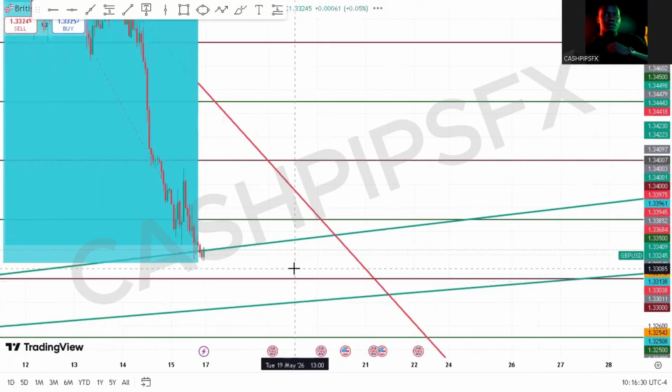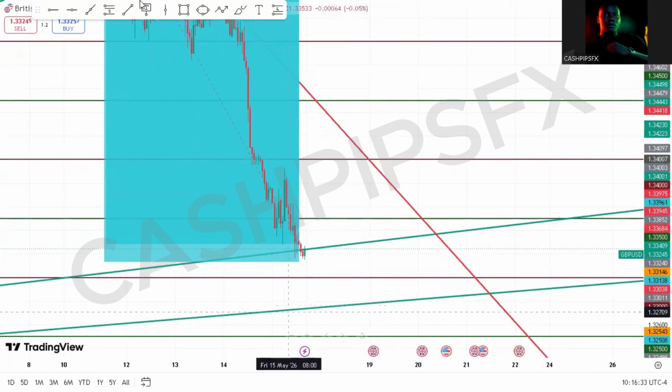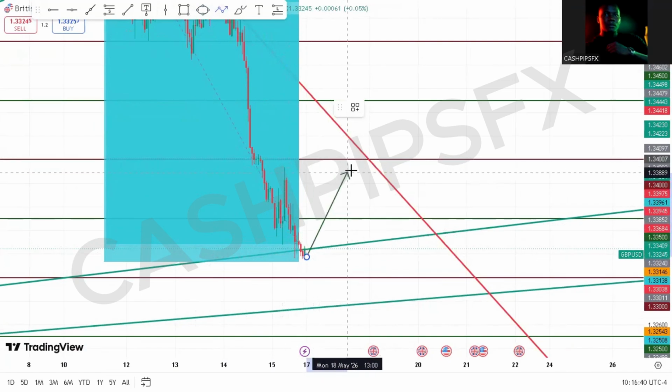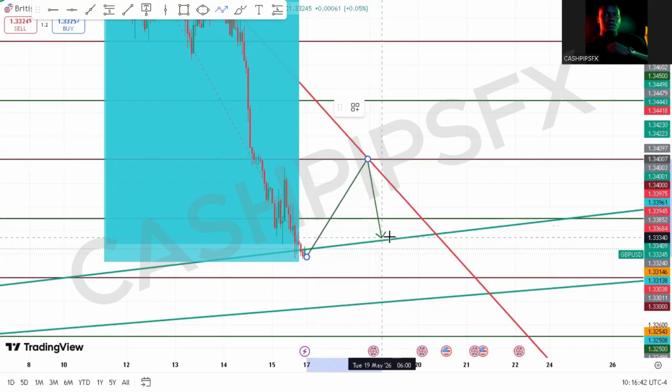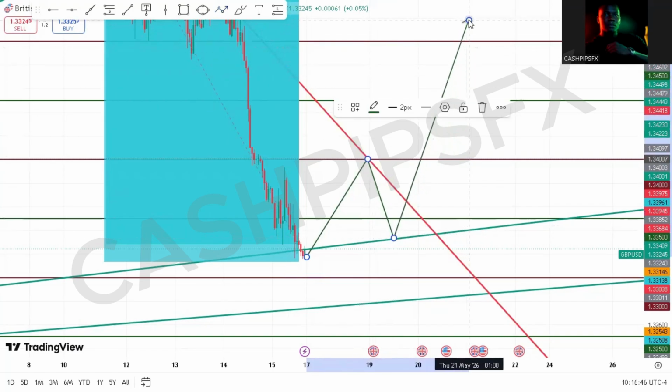We want to see the market break above that trend line to reverse the market to the upside. So we want to see the market moving above these levels, maybe break this structure from here, and preferably come and retest that trend line, and then we want to see ourselves getting back to the bullishness.